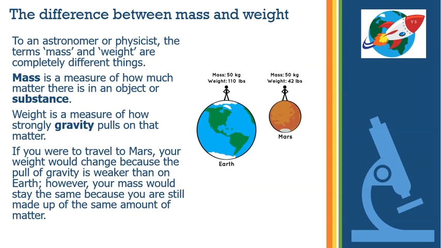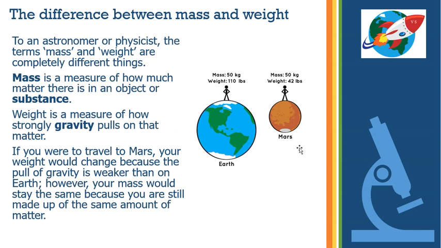The difference between mass and weight. To an astronomer or physicist, the terms mass and weight are completely different things. Mass is a measure of how much matter there is in an object or substance. Weight is a measure of how strongly gravity pulls on that matter. If you were to travel to Mars, your weight would change because the pull of gravity is weaker than on Earth. However, your mass would stay the same because you are still made up of the same amount of matter.